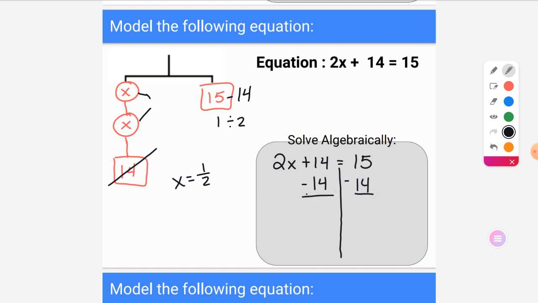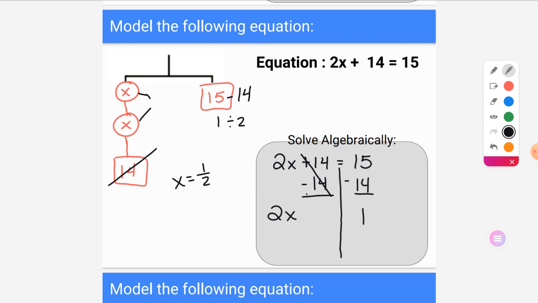So now in algebra, we just clean it up. We bring everything down that's left. Did I touch my 2x? So I drop it down. What is positive 14 minus 14? Cancels out. That's why we do it, because it gets rid of it. On the other side, what's 15 minus 14? 1. What did I do next? Leo? You divided 1 by 2. Okay, I divided by 2.